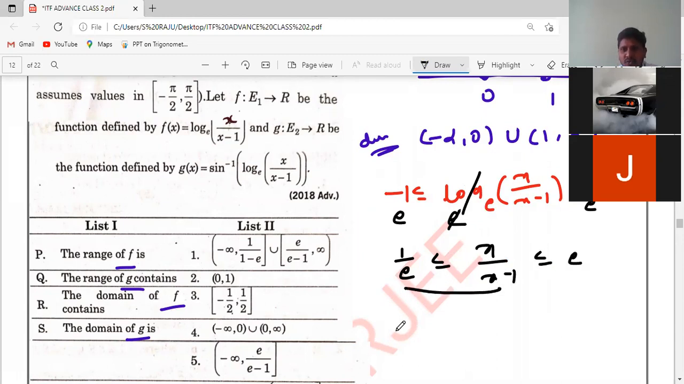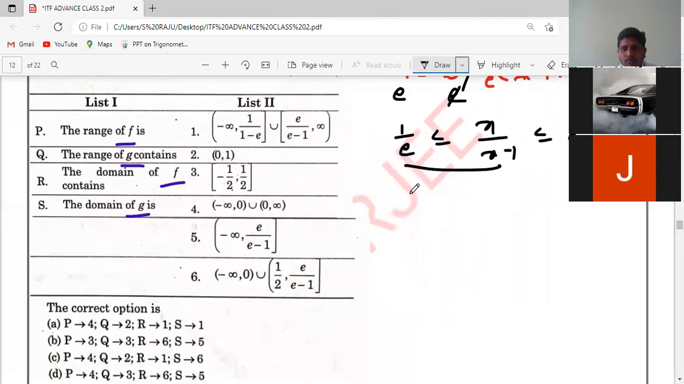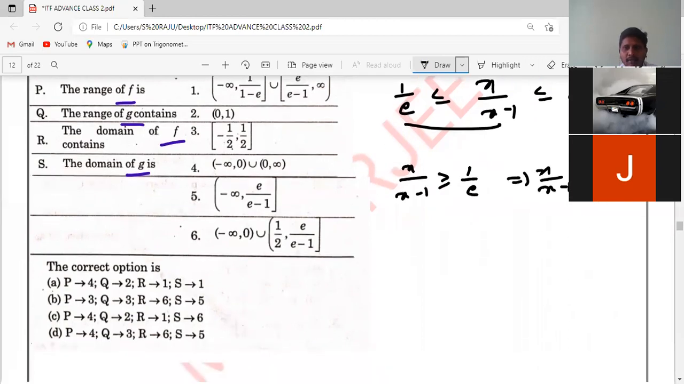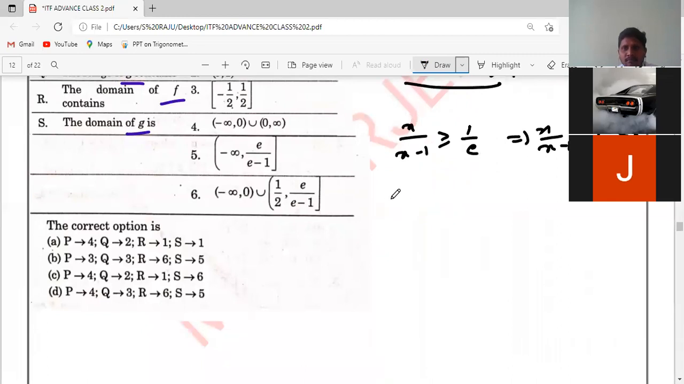When I compare these two, so what about the values here? Shall I write like this, x by x minus 1 greater than or equal to 1 by E. Take 1 by E to the left side, x by x minus 1 minus 1 by E greater than or equal to 0. Now take LCM here. When I take LCM, we are going to get denominator x minus 1 into E.